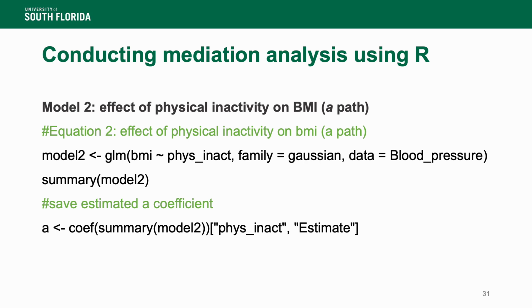Also here we save the estimated a coefficient from model 2. This a coefficient is necessary to save if we want to estimate the indirect effect using the product of coefficients method, or in other words, as a times b.